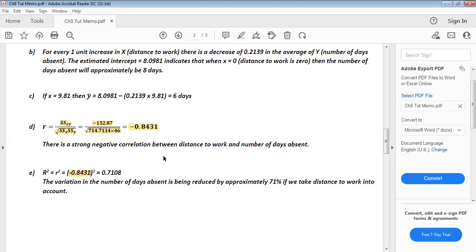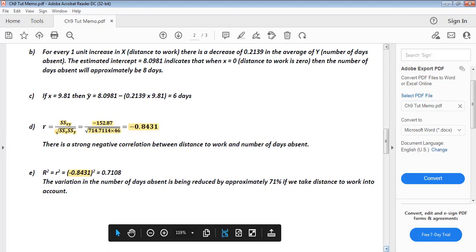So basically what it means is that the variation in the number of days absent is being reduced by the percentage that you found here. You can say it's being reduced by 71%. So what it means is that if we take the distance to work into account, the number of days absent will be reduced by 71%. All right.